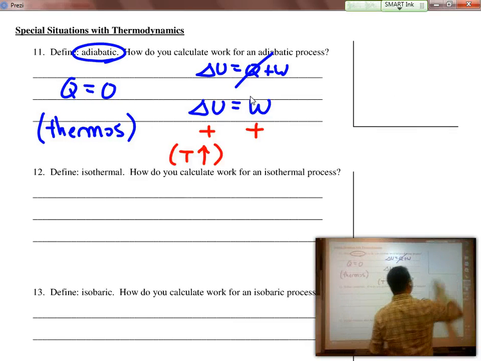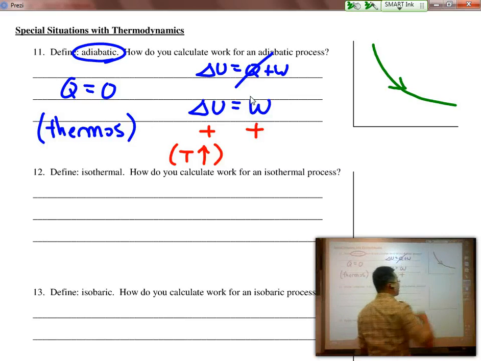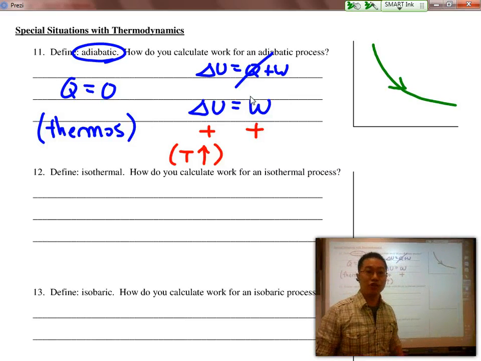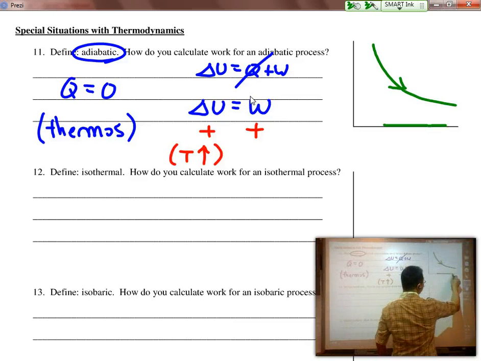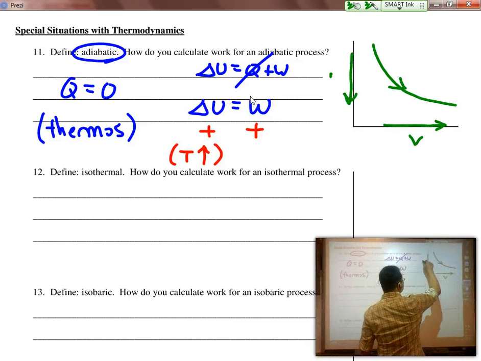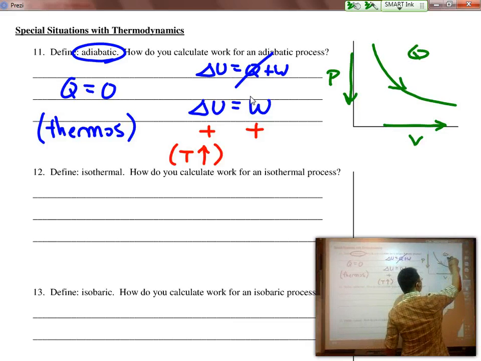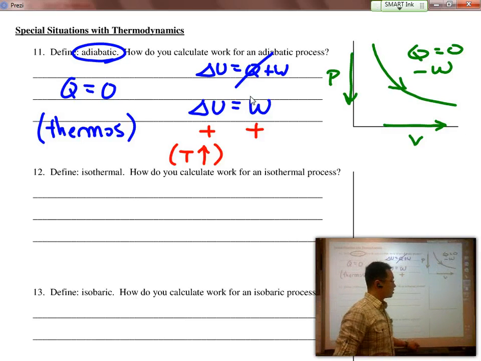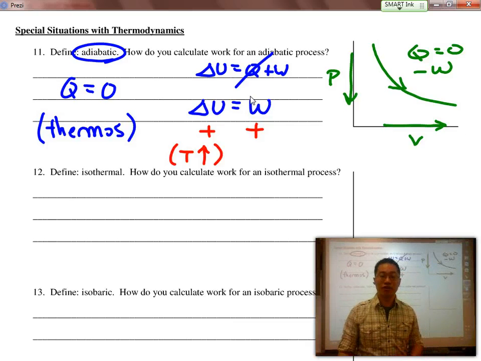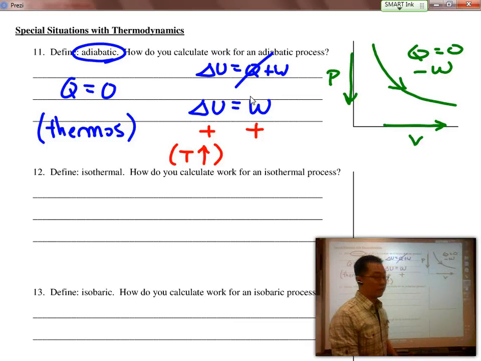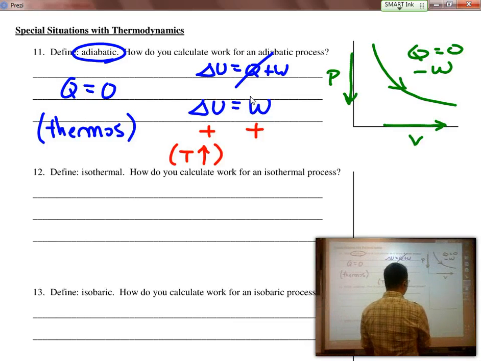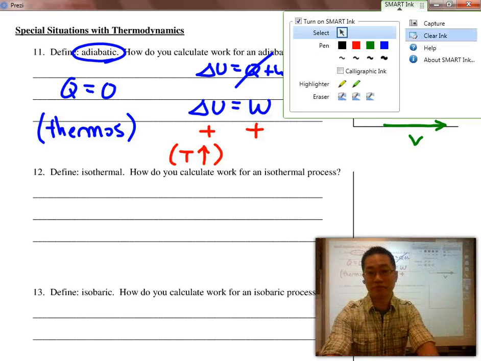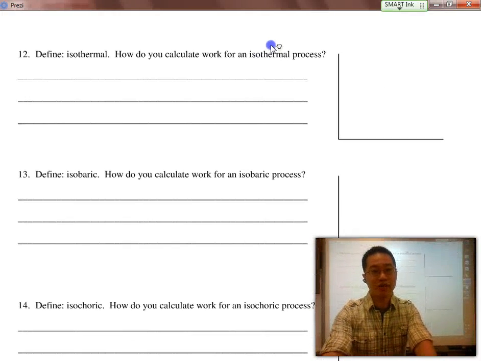Or vice versa, if you have the same graph line going the opposite direction, that's when the gas uses up its own energy to expand outwards. So in this case, the volume is increasing and the pressure is decreasing. Q is still equal to 0, but we have a negative work and a negative delta U, therefore. So that's what adiabatic means. It's basically a thermos. You're completely isolated and insulated thermally. The next situation we're going to look at is isothermal.